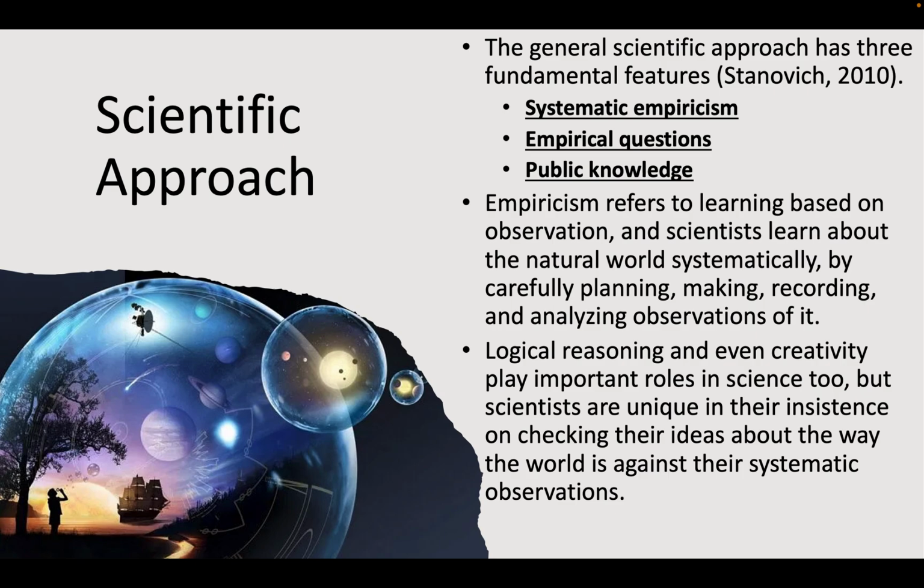The general scientific approach has three fundamental features, and this is according to Stanovich in 2010. Systematic empiricism, empirical questions, and public knowledge. Empiricism refers to learning based on observation, and scientists learn about the natural world systematically by carefully planning, making, recording, and analyzing observations of it. Logical reasoning and even creativity play important roles in science too, but scientists are unique in their insistence on checking their ideas about the way the world is against their systematic observations.